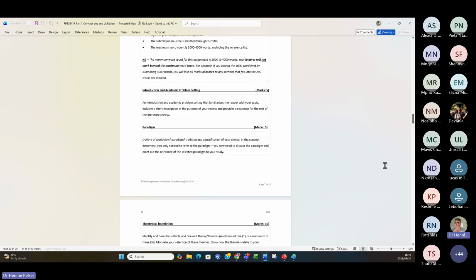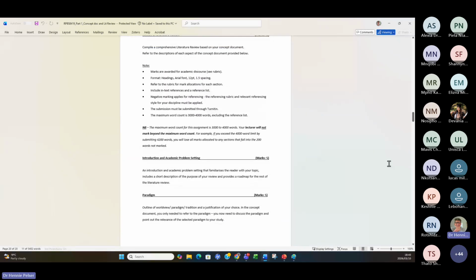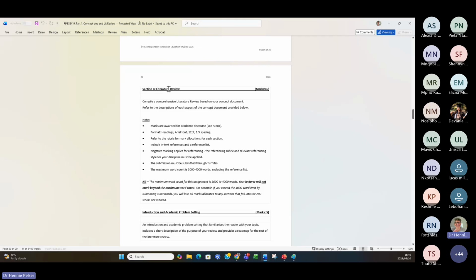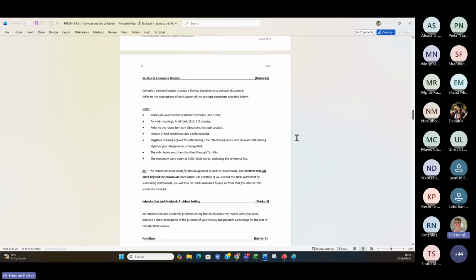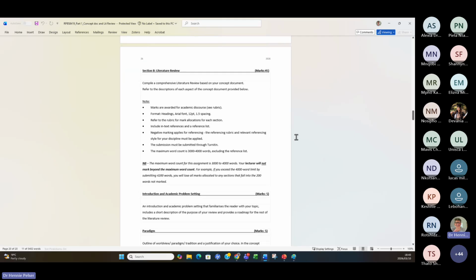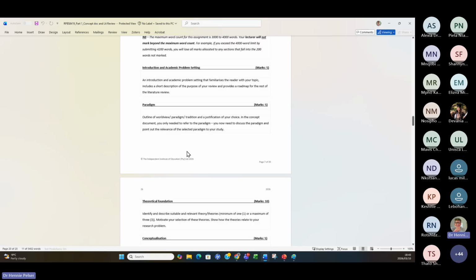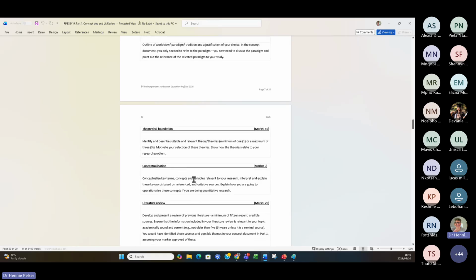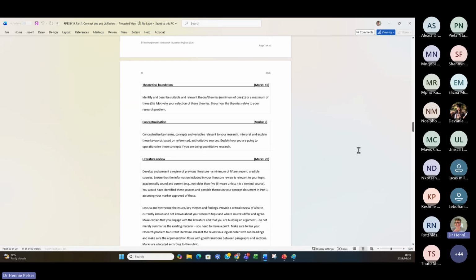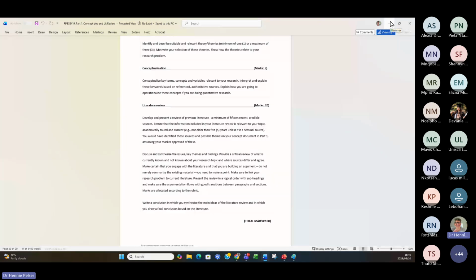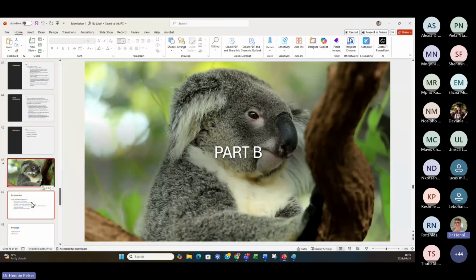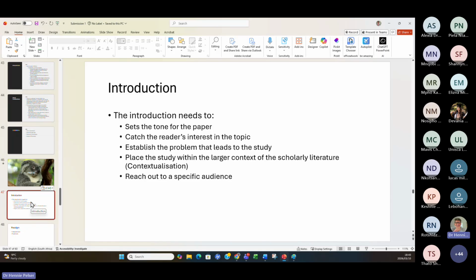Right. So in terms of part B, and I'm not a big fan of how it's laid out, but that's bad luck, we're doing it this way. Part B is your literature review, although there are some elements that don't really belong in a literature review. So you'll see it's your introduction, your paradigm, your theoretical foundation, your conceptualization, and your literature review. If we look at the slides very quickly, let's start with an introduction.